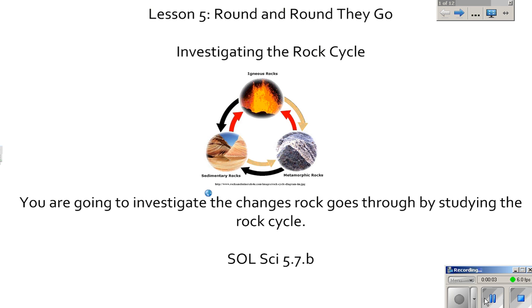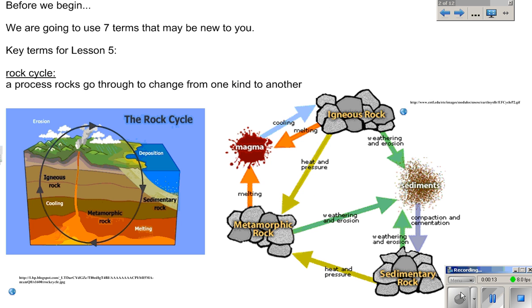Lesson 5, Round and Round They Go, Investigating the Rock Cycle. You are going to investigate the changes rock goes through by studying the rock cycle. Before we begin, we are going to use 7 terms that may be new to you. Key terms for Lesson 5. Rock cycle, a process rocks go through to change from one kind to another.